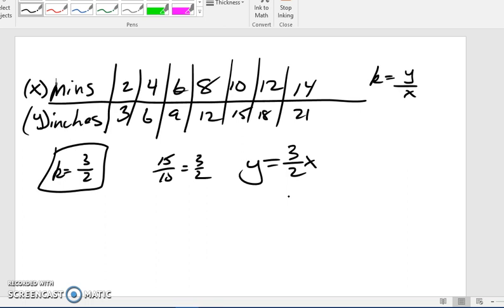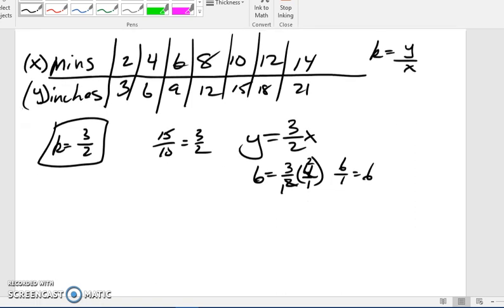All right. So the big thing here is, we can check one of them out. Let's do something nice, like let's grab the 6 and the 4. If I plug in the 6 for my y, I get 6 equals 3 halves times whatever x is, and x is 4. So if I multiply 3 halves times 4, I'm going to get 6. A little cross division, 6 over 1, which is 6. Yay, it worked out.